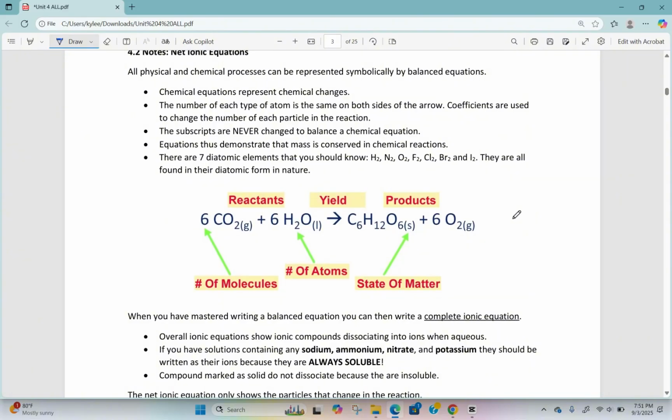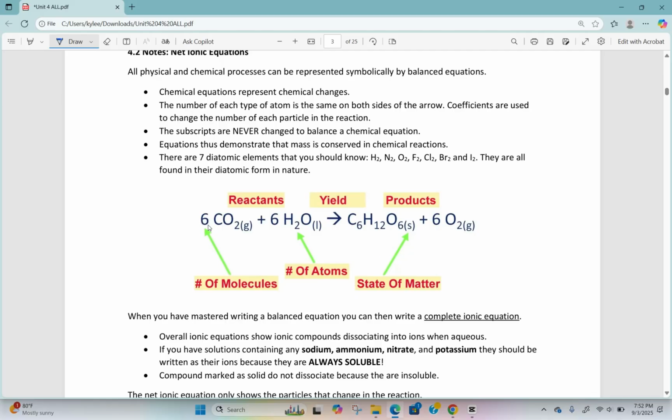First, I'd like to do a little review of some of the things we talked about in our equations introduction. So, chemical and physical processes can be represented symbolically by equations. And here we have an example of our chemical equations. This is an example of photosynthesis, actually, where we've got carbon dioxide reacting with water to make sugar, that's the C6H12O6, and to form 6 oxygen molecules.